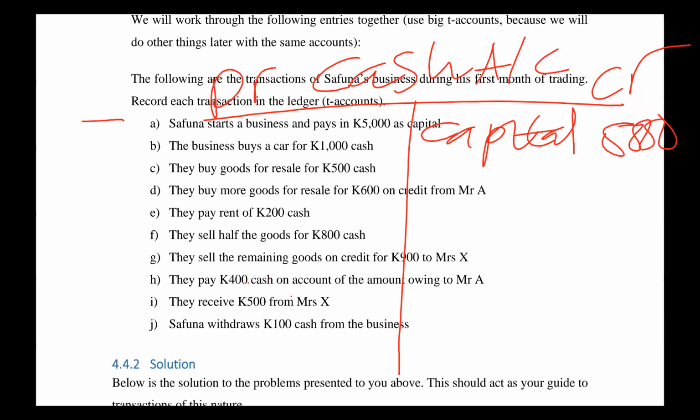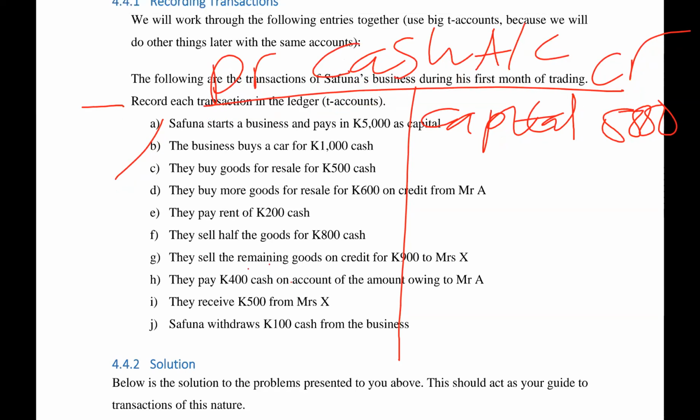Yes, sir. Then we move to the next transaction, transaction number B. We are just concentrating on the capital account. What is happening to it? Maureen, would you read the B question? The business buys a car for 1,000 cash. So is it receiving or giving? It's the cash account, sorry. What is happening in the cash account?